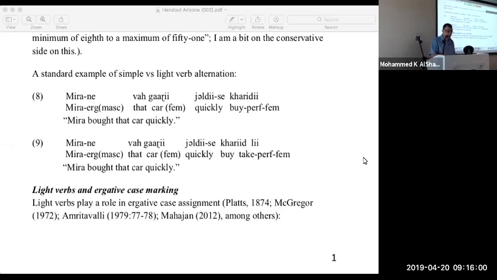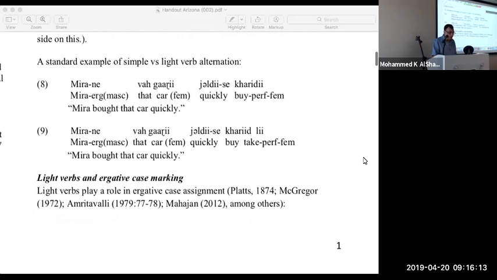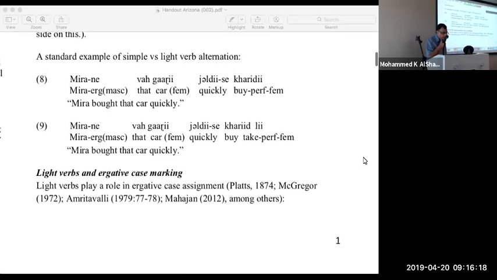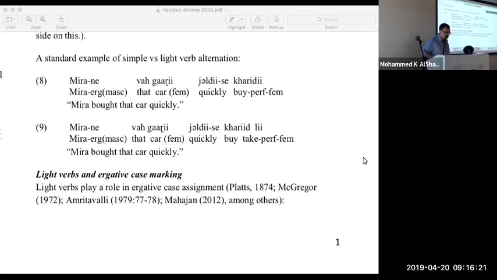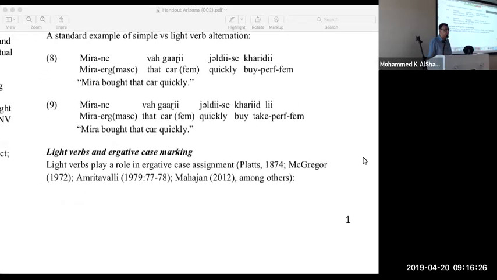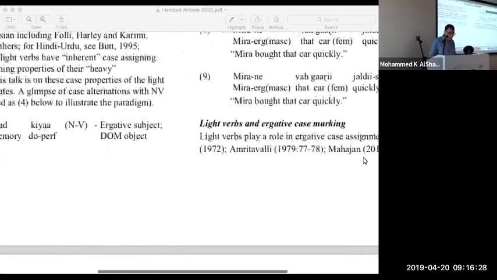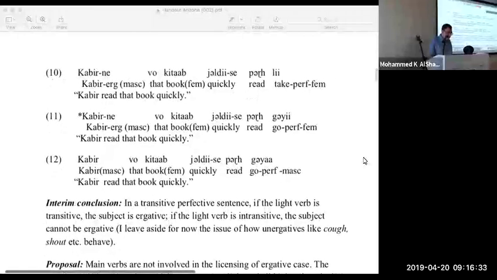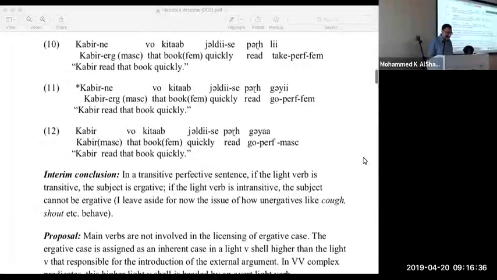Most of my examples would be perfective, and you can drop the copula in those cases, so you won't see the tense being grammatically present in these sentences. An interesting thing, and this is sort of why I got to this, was that light verbs actually play a role in case assignment. And so the easiest case to look at here would be as illustrated in the paradigm 10 to 12. So you get an alternation here.